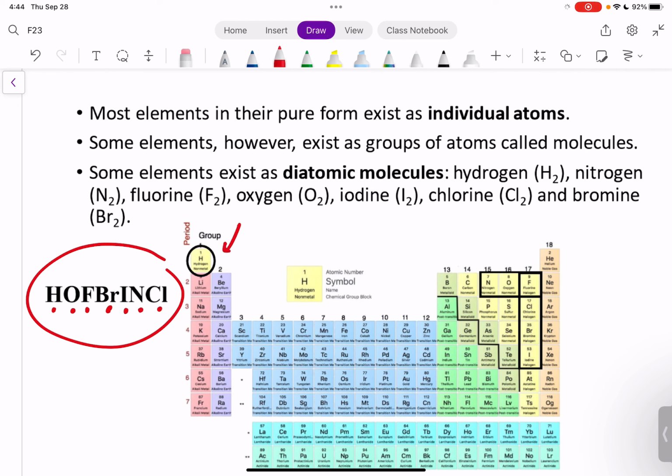Hydrogen's kind of the odd one out over here, but the rest form this little 7 on the periodic table, which is pretty nifty because there are 7 diatomic molecules. You do have to memorize that hydrogen is one of them as well, because hydrogen's kind of on its own over there. But it is kind of cool to be able to draw that 7 over there. This is something that you do need to memorize.